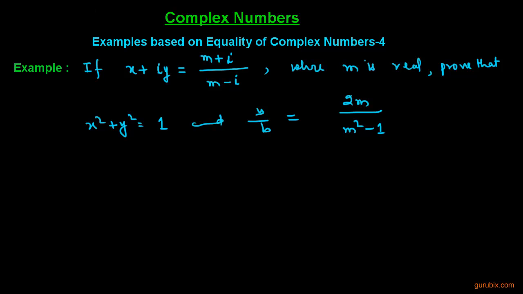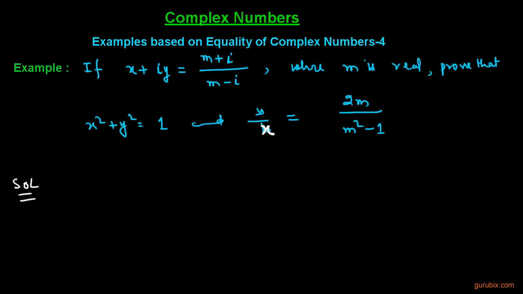Welcome viewers. Here is another interesting example based on equality of two complex numbers, and the example is as follows. If x plus iota y is equal to m plus iota over m minus iota, where m is a real number, then prove that x square plus y square is equal to 1 and y over x is equal to 2m over m square minus 1. Then we have to prove these two things in this example. So let us see how to do it.